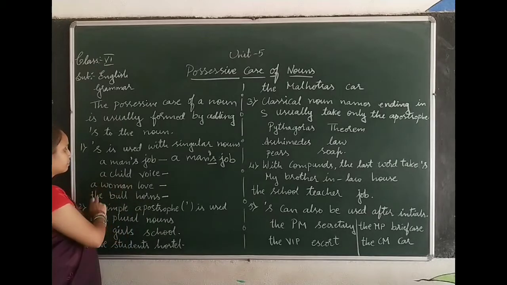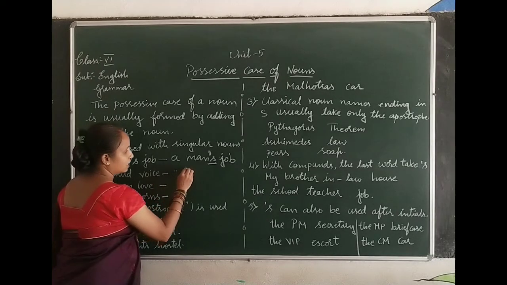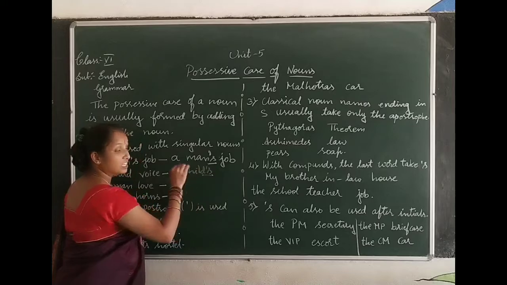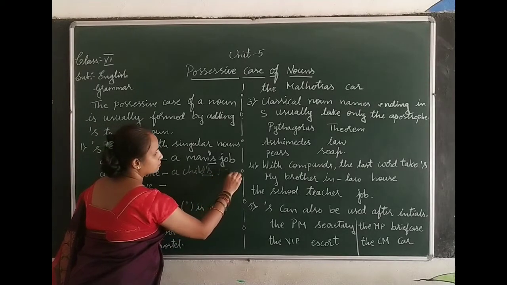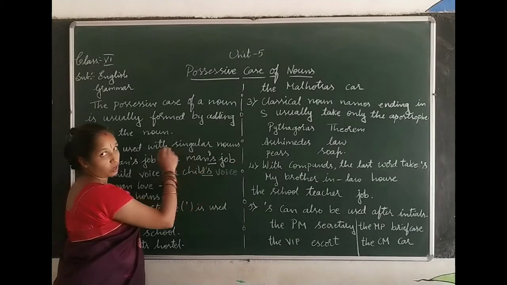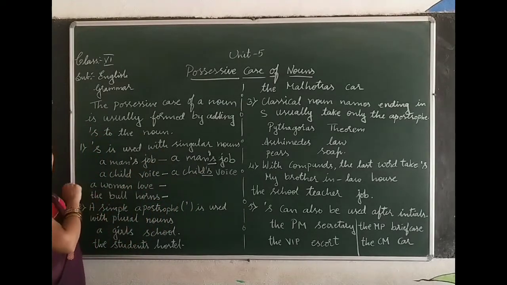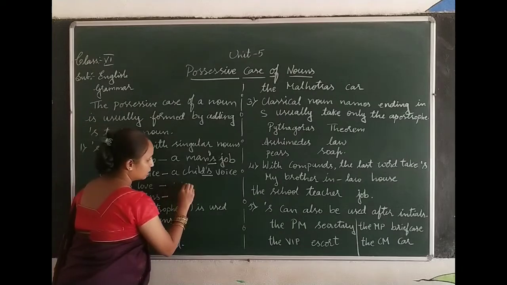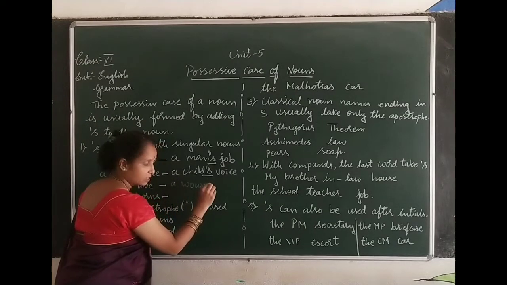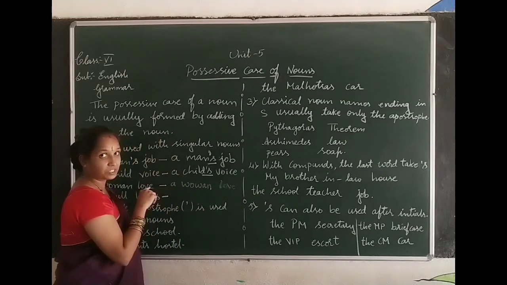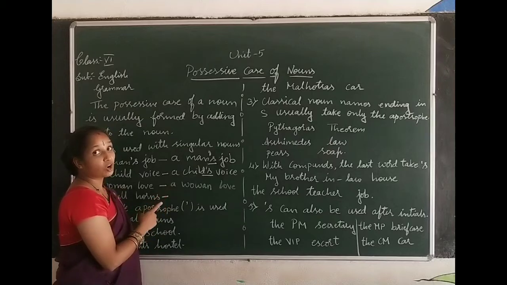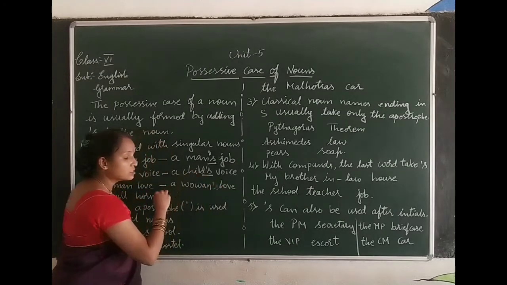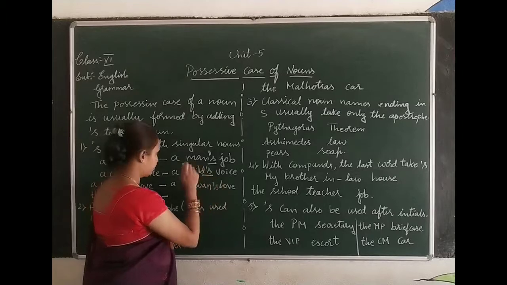Okay children. Next, a child voice. This is written like this: a child's voice. Child, apostrophe s, and voice. Whose voice? A child's voice. Have you cleared? One more example: a woman love. Is this right? No, because here we did not show the possessive case or possessive noun. We have to add woman's: a woman's love.